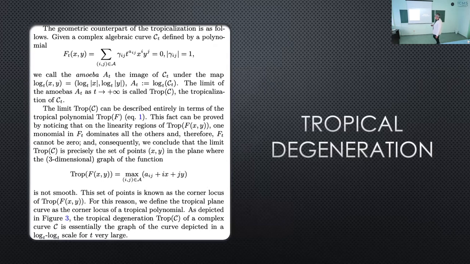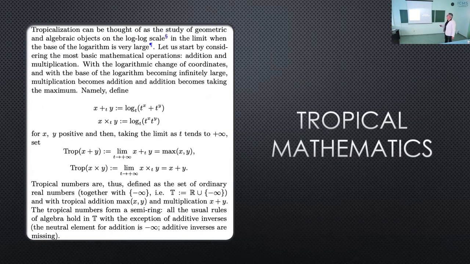And you can write this kind of tropicalization of polynomials and curves. You know this thing, I don't have to say much here. For another audience, I would have to explain it a little bit more, but not here.